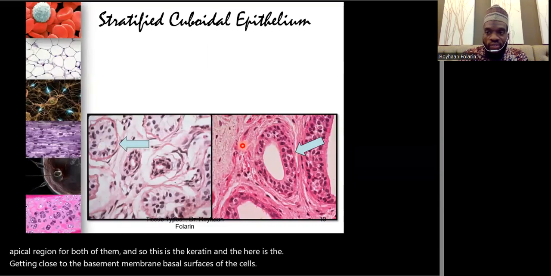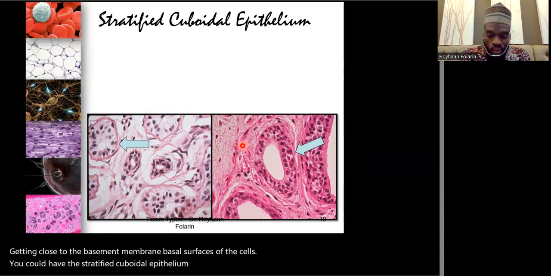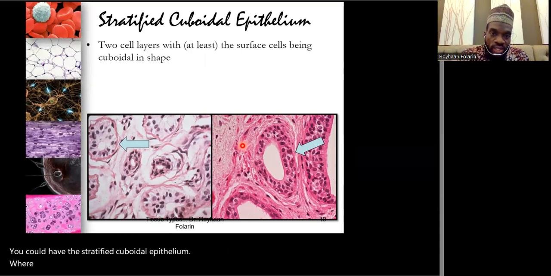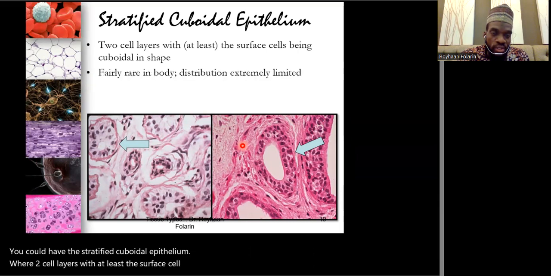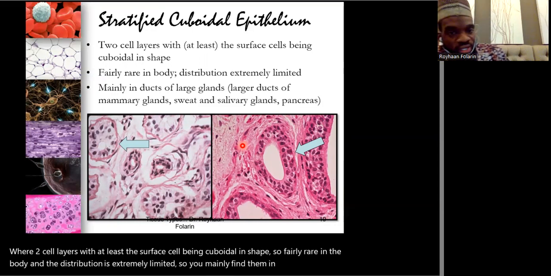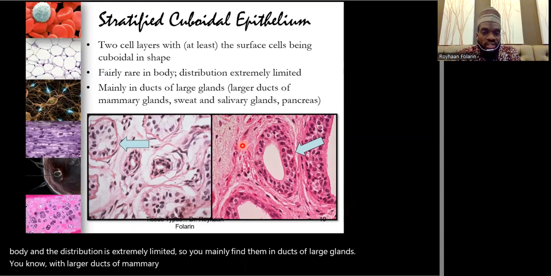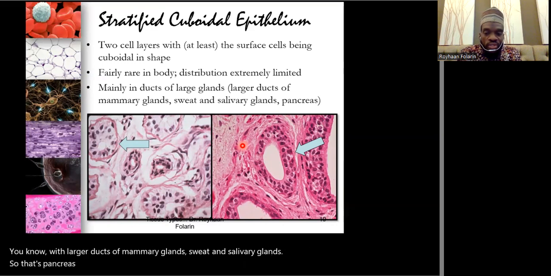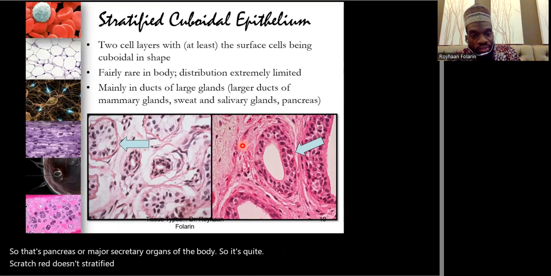And you could have the stratified cuboidal epithelium, where there are two cell layers with at least the surface cell being cuboidal in shape. So it's fairly rare in the body, and the distribution is extremely limited. So you mainly find them in ducts of large glands, such as the larger ducts of mammary glands, sweat and salivary glands, and the pancreas. So major secretory organs of the body. It's quite rare, the stratified cuboidal epithelium, and here is the example.